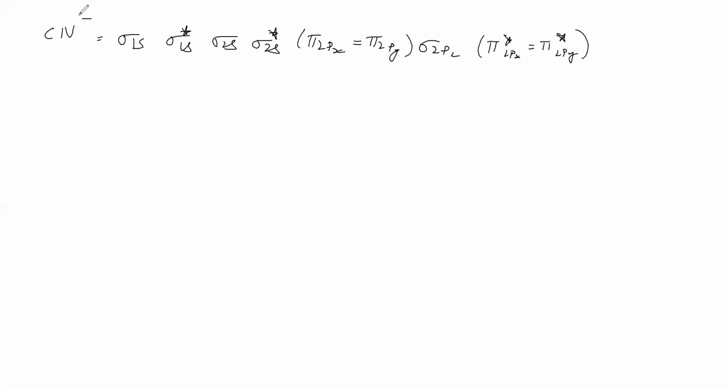Carbon 6, nitrogen 7, minus means additionally 1 electron, therefore totally 14 electrons. Filling 2, 4, 6, 8, 10, 12, 14, so 14 electrons we have filled, as in nitrogen. What is the bond order? Bond order is equal to 3.